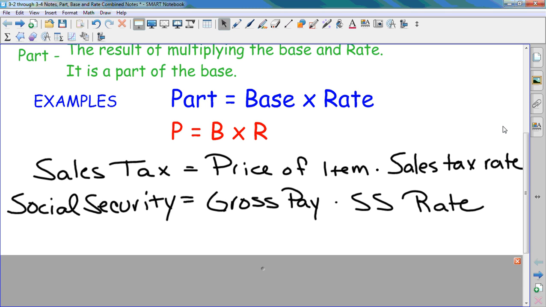And the government determines the Social Security rate for everyone. They take out Social Security, they take out Medicare, they take out a percentage for federal tax, they take out a percentage for city tax. That's the formula they use, part equals base times rate. They take the amount of the gross pay, multiply it by the rate, and that's how much they take out. A percent of your pay. Let's do one more. One more that you use almost all the time.